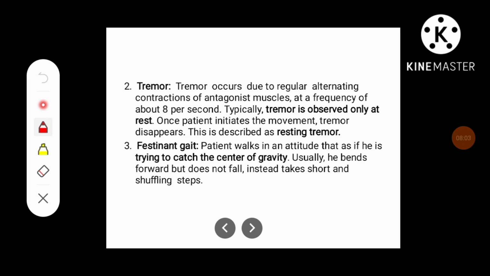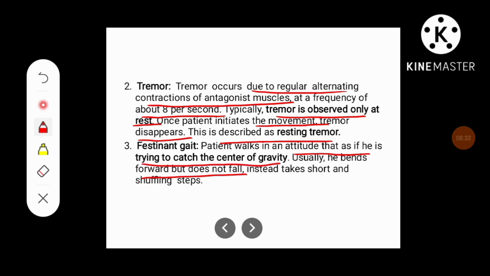Tremor occurs due to the regular alternating contraction of the agonist and antagonist muscles at a frequency of about 8 per second. Typically, tremor is observed only at rest. Once the patient initiates the movement, tremor disappears. So this is described as a resting tremor. As I told, the festinating gait, the patient walks with an attitude as if he is trying to catch the center of gravity. Usually he bends forward but does not fall, instead takes short and shuffling steps.